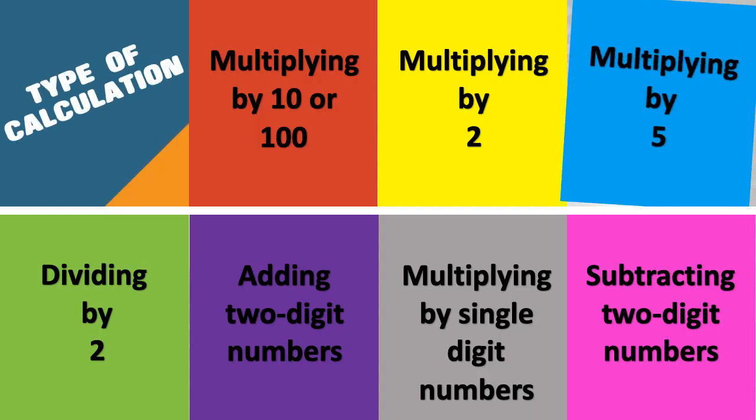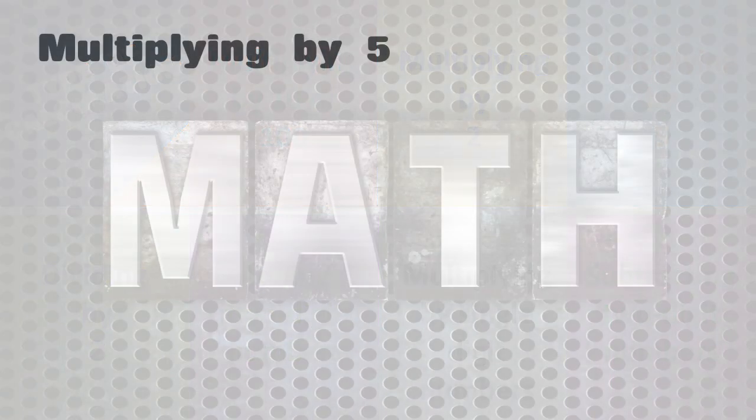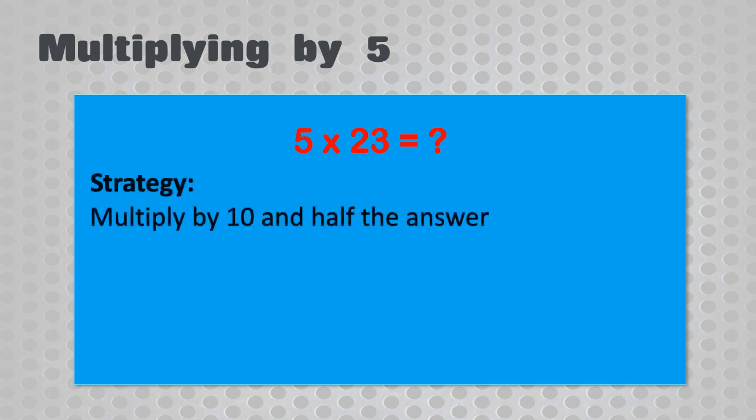Let's now look at multiplying by 5. When multiplying by 5, it is easy as pie. Let's look at this example. 5 times 23. What would the strategy be? Well, the strategy here is to multiply by 10 and then half the answer.